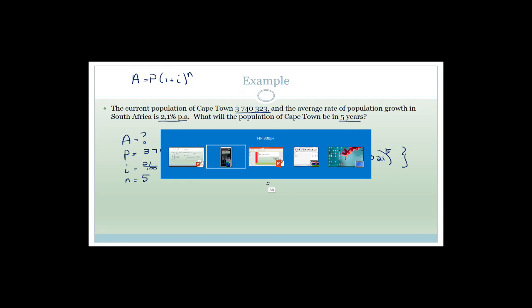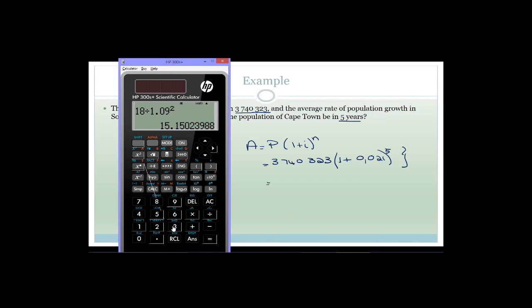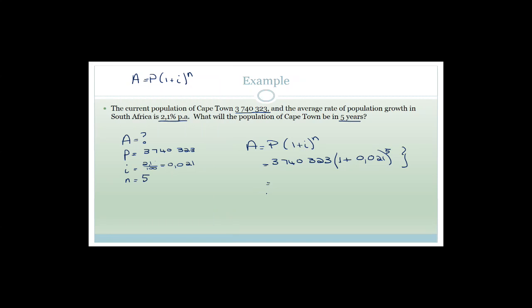Right, let's do the calculation. So we've got 3,740,323 multiplied by 1 plus 0.021 to the power of 5 equals 4,149,901.78. Obviously, you can't have 0.78 of a person, so we're going to round that up. So it is 4,149,902 people in 5 years' time, which is a lot of people.